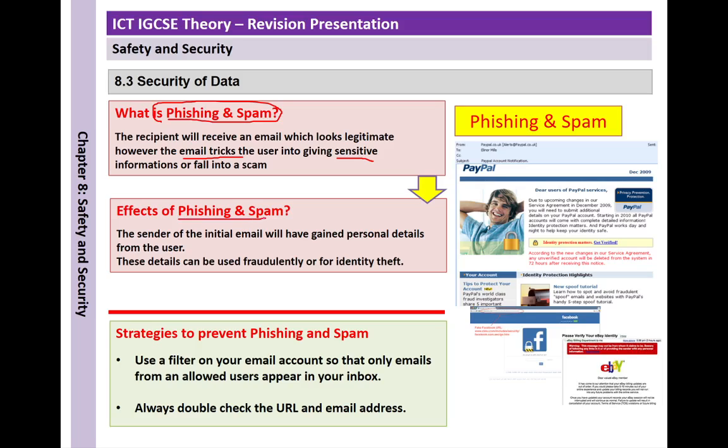The effect of them is that the sender will send you an initial email and then ask you to provide your personal information, and if you provide it, it will be misused or used against you. Strategies to prevent phishing and spam in emails: use a filter on your email account so that it can automatically detect or warn you about unwanted emails. And always double check the URL and email address to make sure that you know what website you are browsing now.